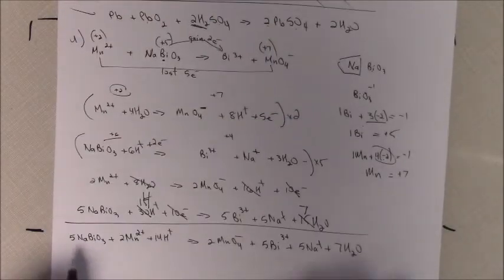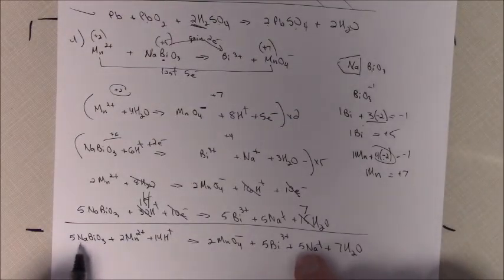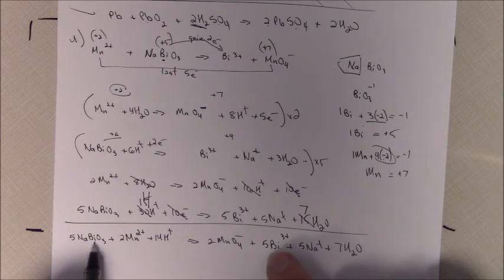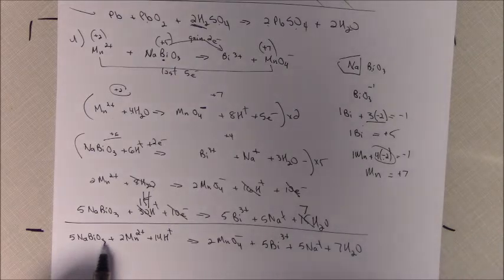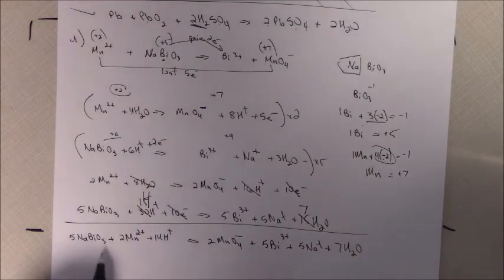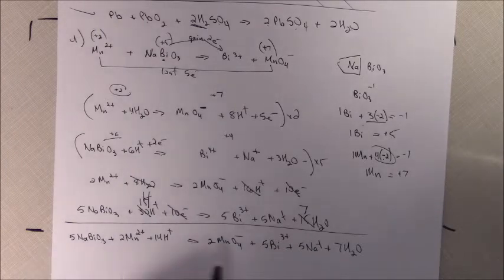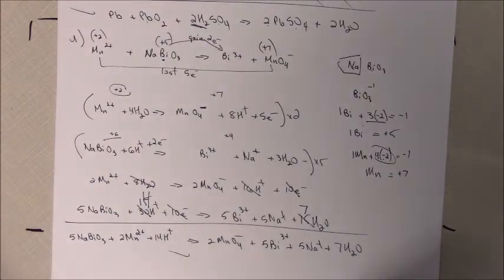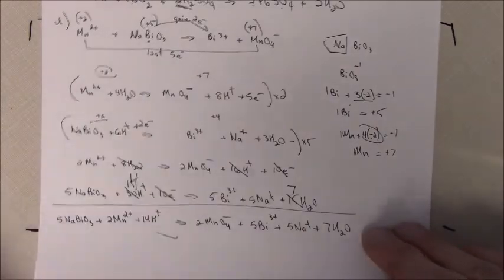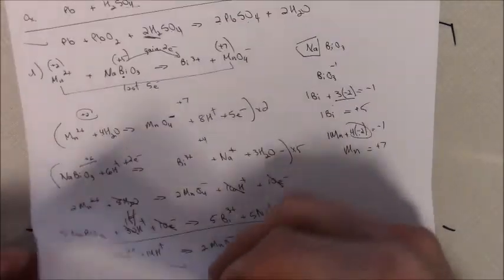And I think now we can look: 5 sodiums, 5 Bi's, 15 oxygens, 15 oxygens. 8 plus 7 is 15. 2 manganese, 14 H's. Looks good. That one's good. So we've done that. What do we got next?